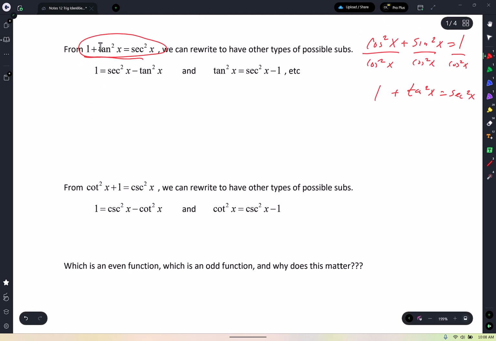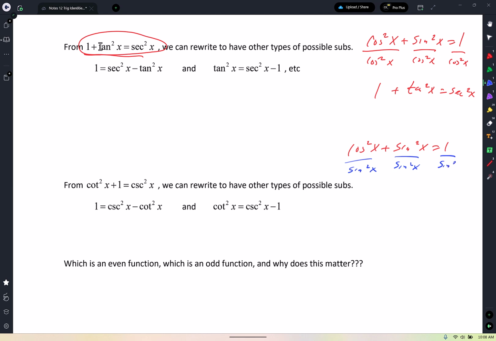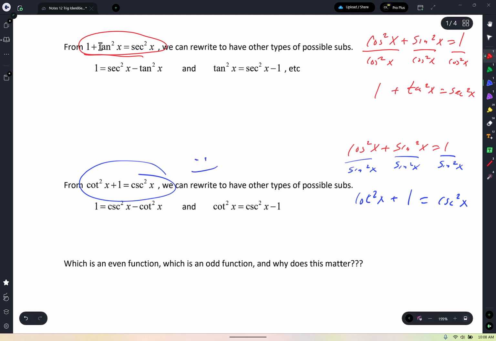All right. Going back, cotangent squared plus 1 equals cosecant squared. Again, where does this come from, guys? Well, it comes from the cosine squared x plus sine squared x equals 1. And if you divide everything by sine squared, then you get cotangent squared x plus 1 equals cosecant squared x. Cool or not cool? Cool.